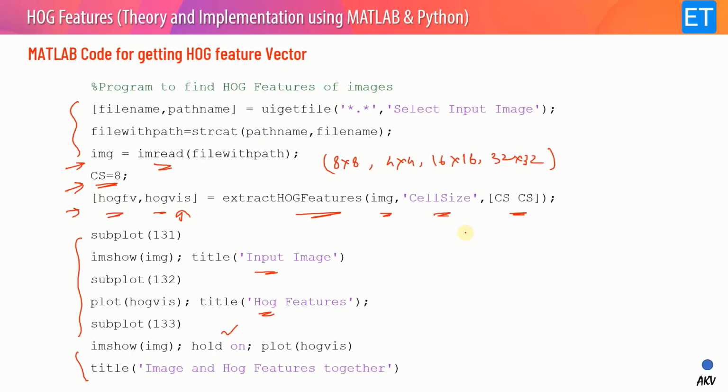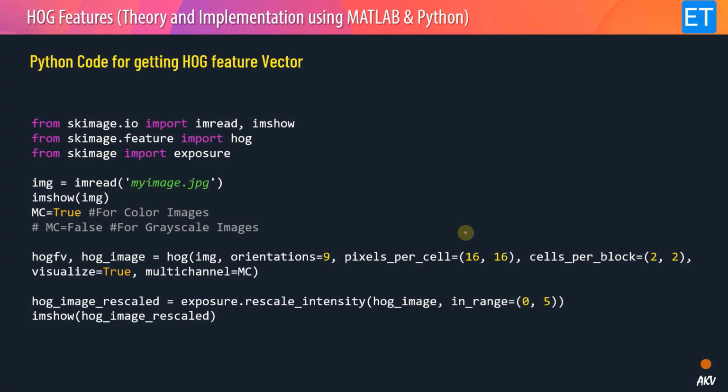Now let me show you the Python implementation of the same thing. So this is the Python implementation. In Python you must have this library, scikit-image. From skimage you have to import imread and imshow just for input and output of your images. And skimage also has this inbuilt function hog, so you have to import this HOG computation. And then for better visualization, I'm importing exposure from skimage.